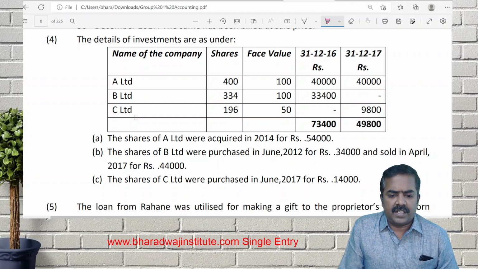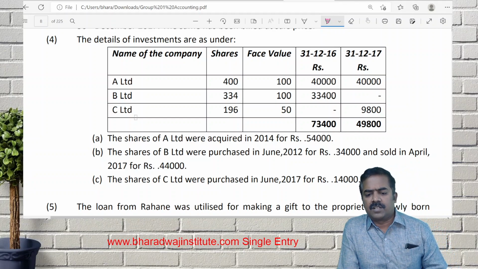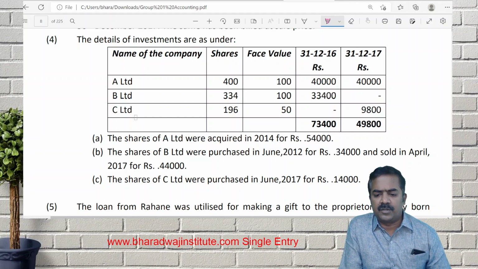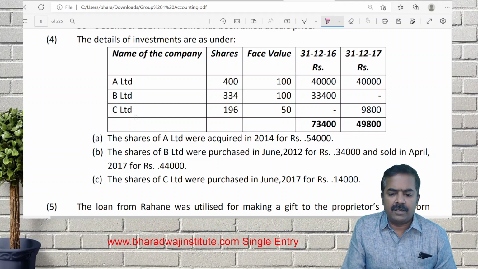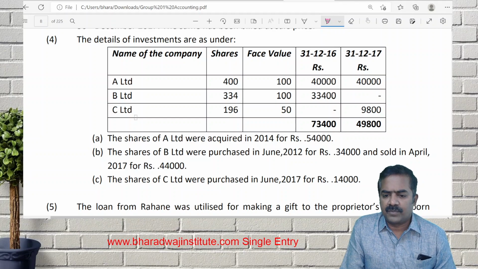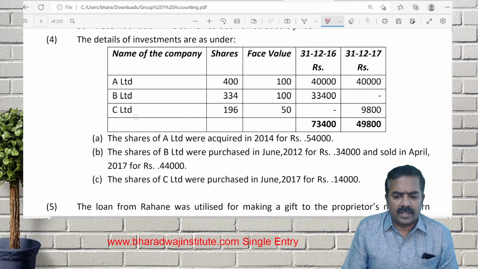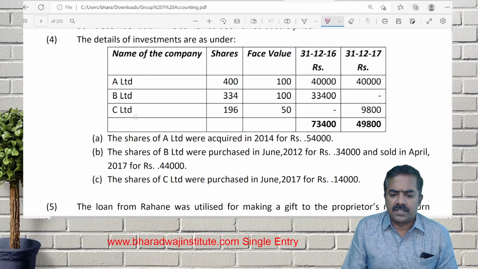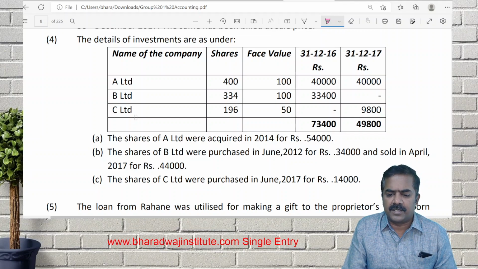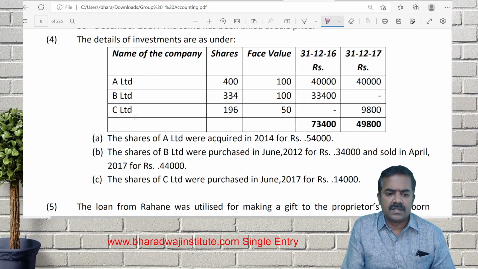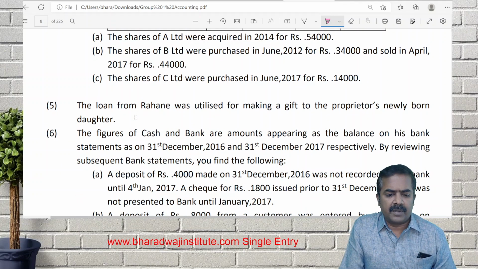Shares of A Limited were acquired in 2014 for 54,000. Shares of B Limited were purchased in June 2012 for 34,000 and sold in April 2017 for 44,000. The shares of C Limited were purchased in June 2017 for 14,000. So details of investments are given. Then the loan from Magarani was utilized for making a gift to the proprietor's newly born daughter.